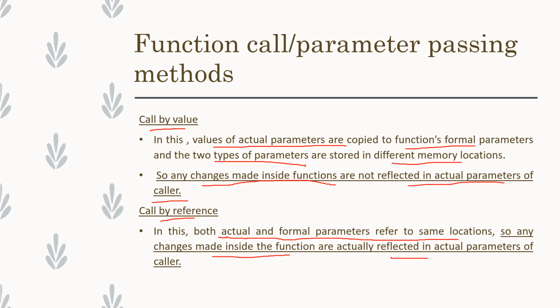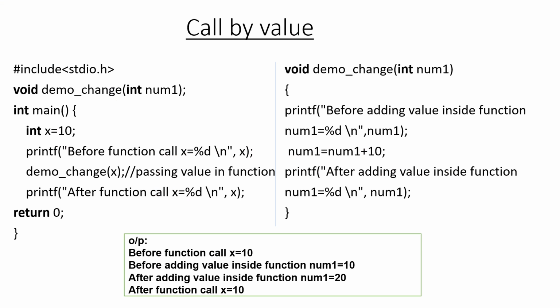Okay, so we just have to remember two things. In call by value, we are using different memory locations. As we are using different memory locations, a change in one memory location will not impact the other. In call by reference, we are using both parameters on the same location, so a change in one parameter actually affects the second parameter. Let us see an example of it with a C program.